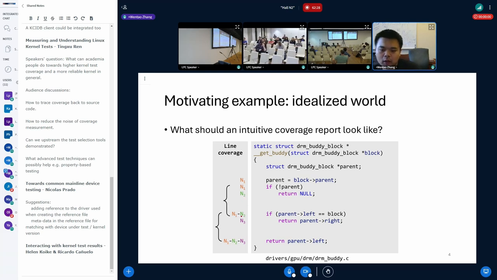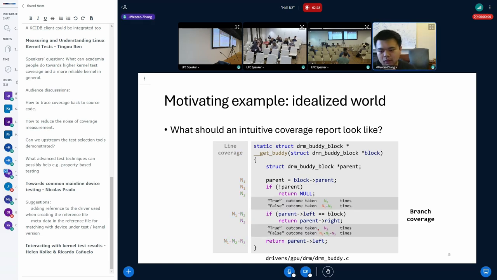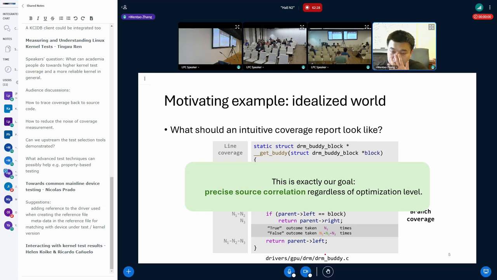Thus, this N2 and N1 minus N2. And in a similar sense for this second if statement, these three numbers should also add up. And in terms of branch coverage, we would expect two outcomes for either if statement, and these execution counters should once again be straightforward. So this conceptual coverage report is exactly our goal, which exhibits precise source correlation. And since we have been talking about source code all the time, the results should not be affected by optimization in any way.